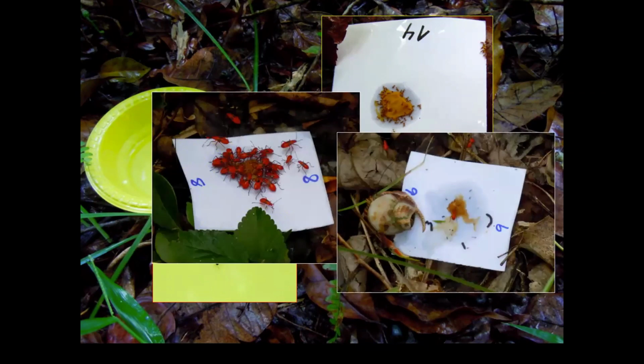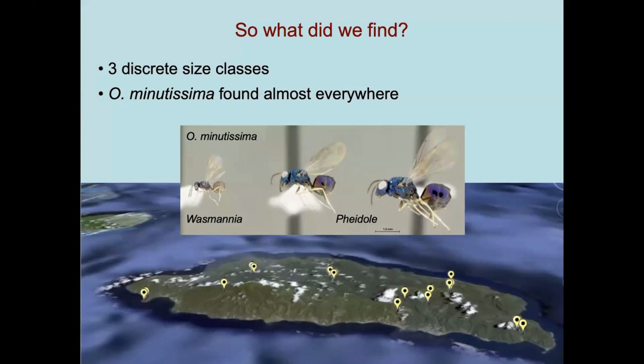Of course, you get some other insects coming in there and feeding on the peanut butter, and every time in Dominica, you also get some land crabs coming in and feeding on the peanut butter, and so it's a little bit disruptive, but generally it works. Okay, so what did we find? The cool thing about this one is there's actually 3 discrete size classes.